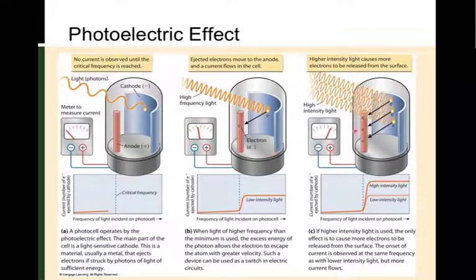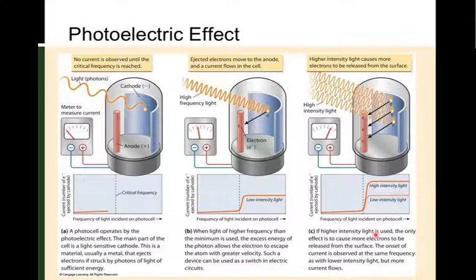We can see here if we increase the intensity but not the energy of the light, then we just eject more electrons, which means that we have a higher current, because more electrons, more current. So higher intensity light causes more electrons to be released from the surface. This is still the same frequency as here, but now we have 3 beams, so we can eject 3 electrons at a time, so we have a higher current. If higher intensity light is used, the only effect is to cause more electrons to be released from the surface. The onset of current is observed at the same frequency as with lower intensity light, but more current flows.